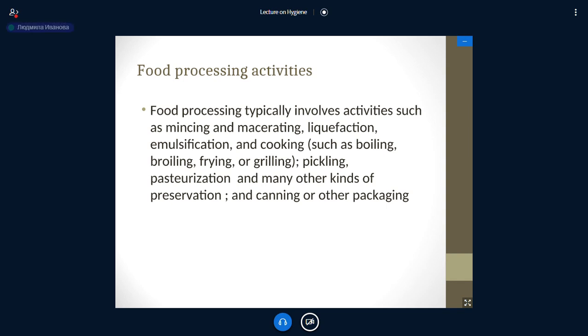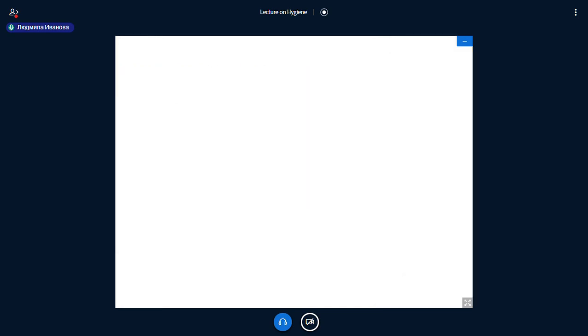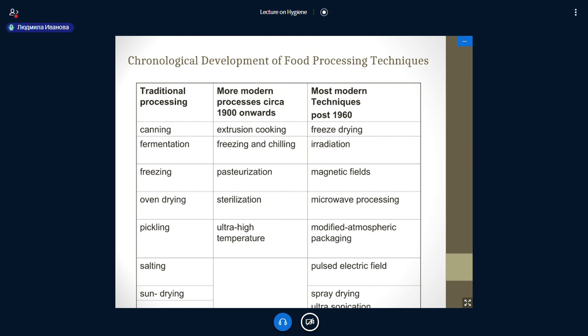Food processing involves activities such as mincing and macerating, liquefaction, emulsification, and cooking, such as boiling, broiling, frying, grilling, pickling, pasteurization, and many other kinds of preservation, and canning or other packaging. So this is a table you will have time to look at in order to compare the chronological development of food processing techniques. So how the traditional processing developed, in both home processing and industrial processing.